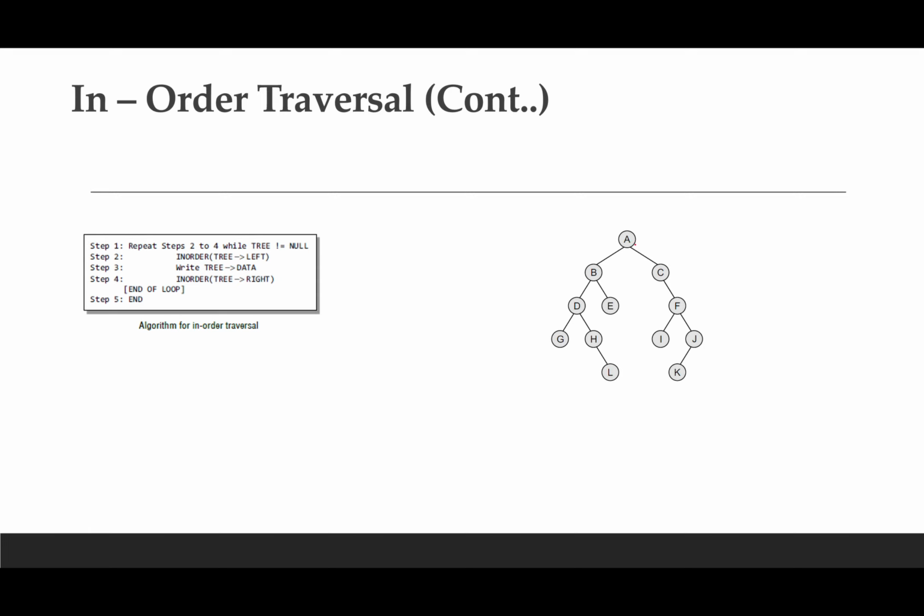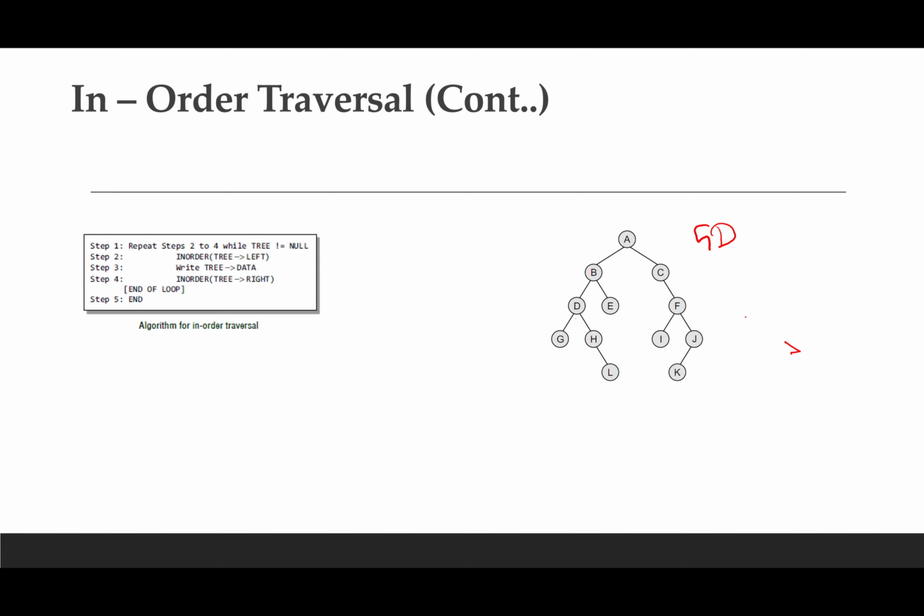We are checking A. A's child is B. For B, we check whether B has a left child. Yes, B has a left child D. Then we check whether D has a left child. Yes, D has a left child G. Then we check whether G has a left child. It doesn't, so first we visit G. Then we check whether G has a right child. It doesn't, so we go to G's parent. What is G's parent? It is D. So next we visit D.